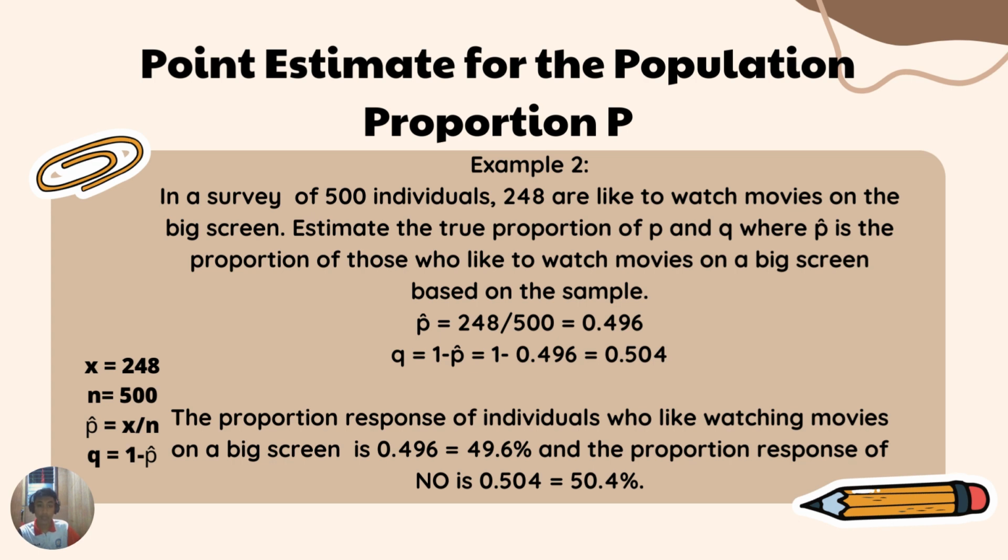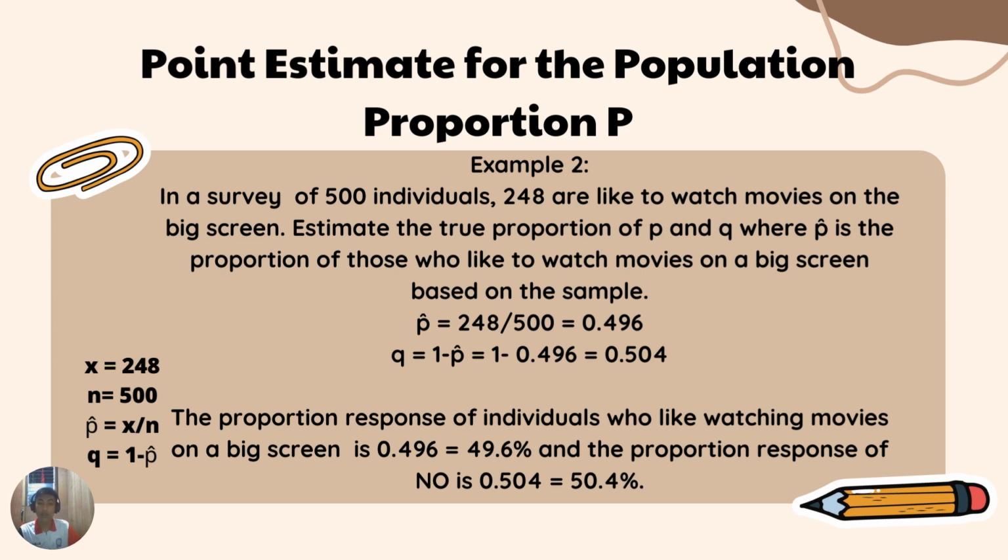So let's proceed. Since we already found what we are looking for, all we are going to do is substitute and then compute it. First, in our first step, p hat is equal to x over n, where x is equal to 248 and n is equal to 500, which results in 0.496.